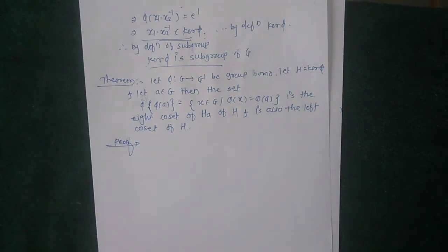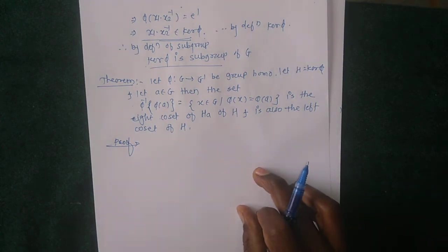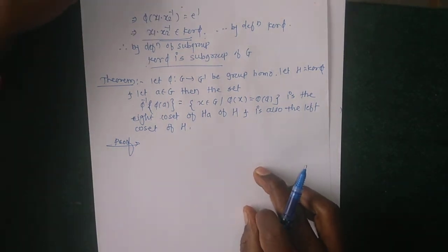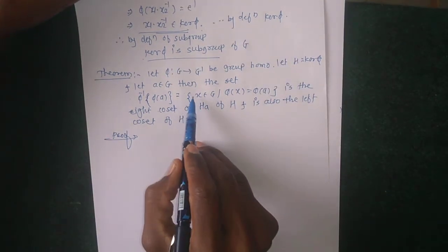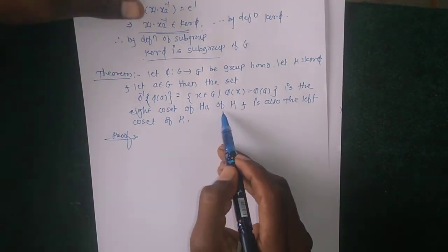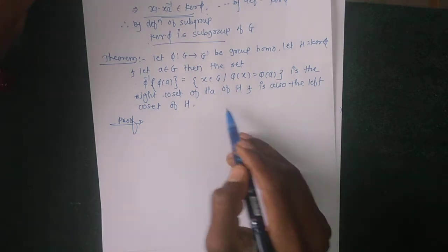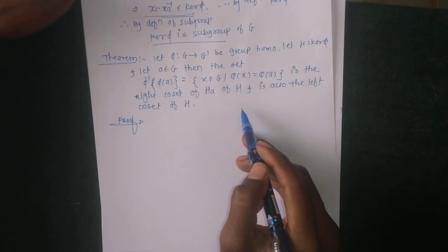Okay, so now the proof of this theorem. Here, given that phi from G to G dash is a group homomorphism and given that H equals kernel of phi. The kernel of phi is the set which contains the elements whose image is the identity of the codomain. So phi inverse of phi of A equals the set of x belonging to G such that phi of x equals phi of A. We have to show this set is a right coset of H, and also a left coset of H.